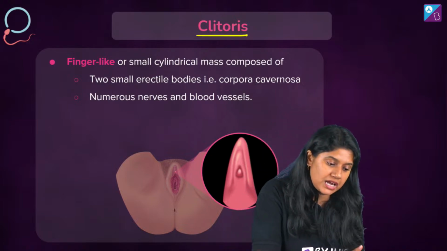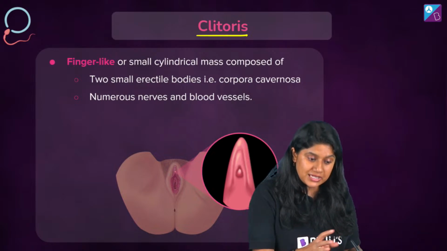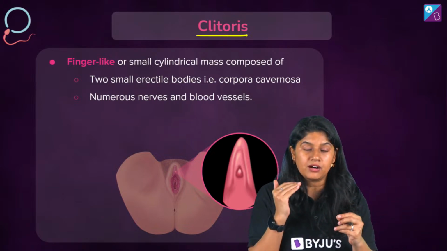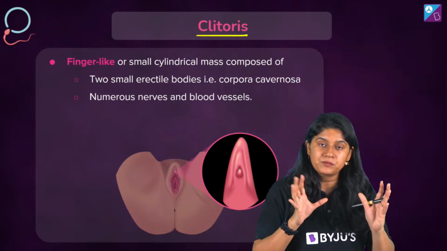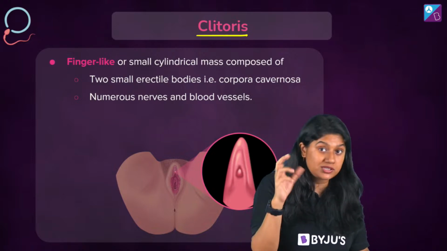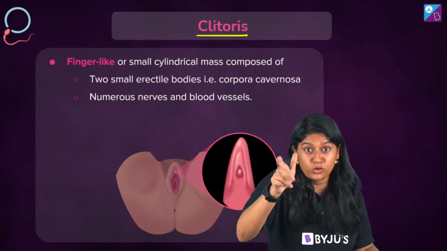So now what we have over here, let's understand. Now again, this clitoris is very similar to the penis. We'll understand how they're similar. We call it homologous. Now let's understand why we call it homologous over here.